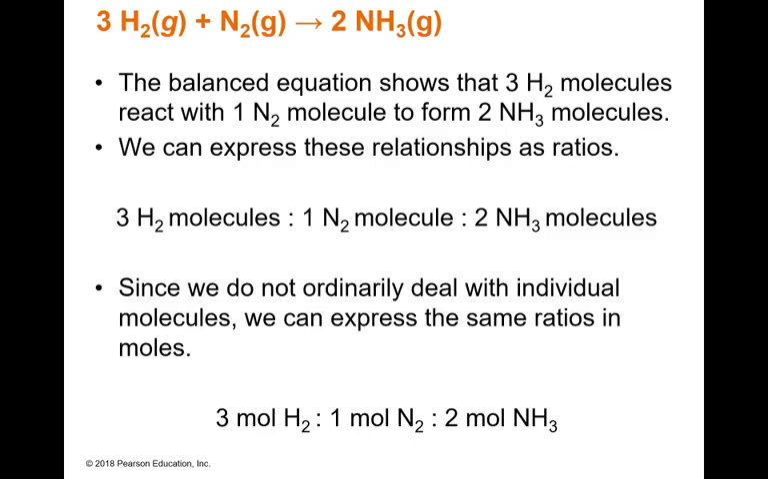But in the lab, we don't usually count molecules, we count moles. So we take those same relationships and express them in moles. 3 moles H2 to 1 mole N2 to 2 moles NH3. These mole ratios are what we use in stoichiometric calculations. For example, if we know we have 3 moles of hydrogen and excess nitrogen, we can use the ratio to calculate how many moles of ammonia will be formed.